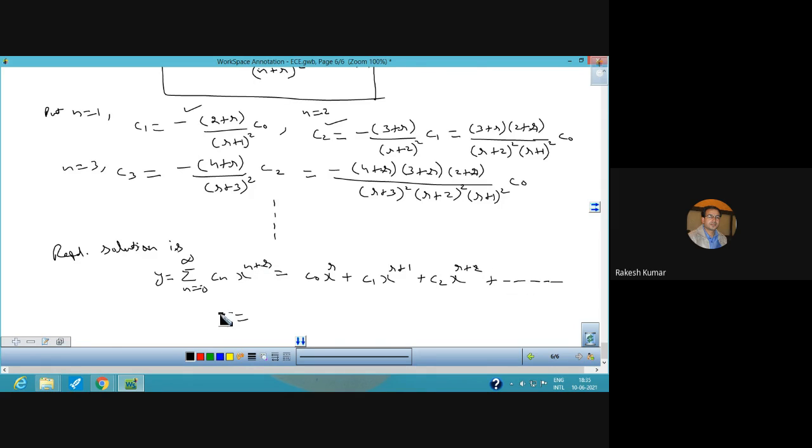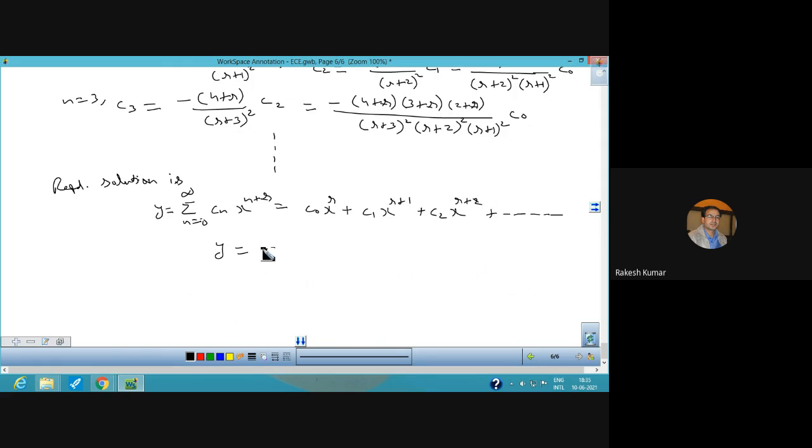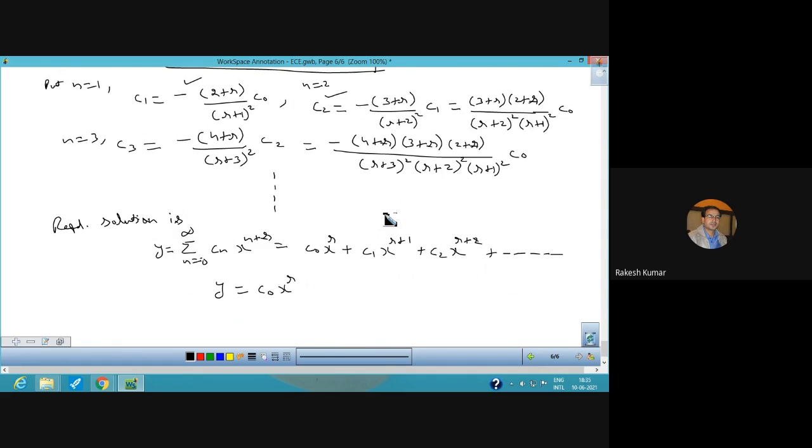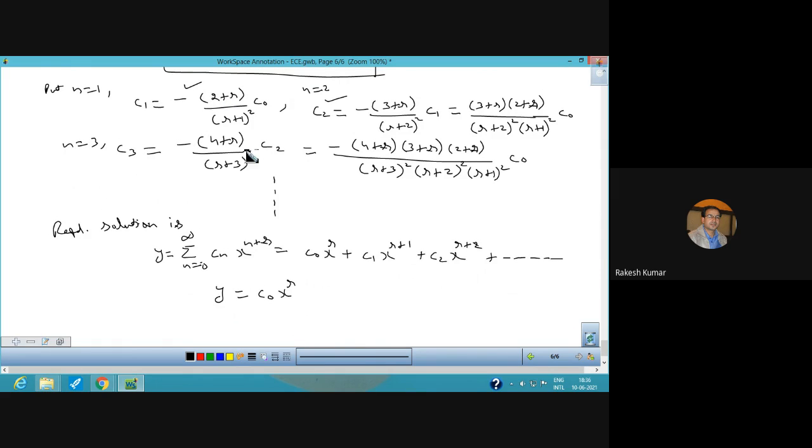So now you will have the value of y by substituting the constants. The first constant will be as it is: c naught x raised to power r. Put c1. What is your c1? This is your c1. So that is negative (2 plus r) divided by (r plus 1) whole square into c naught into x raised to power r plus 1.